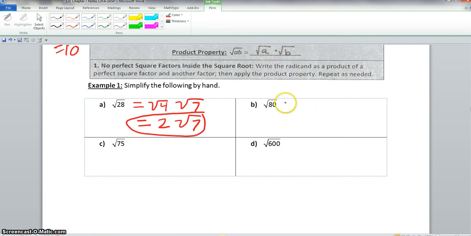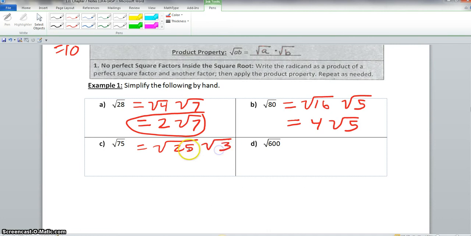Now we go here to the square root of 80. With the square root of 80, the highest perfect square in 80 is 16, and we have 5 left over. The square root of 16 is 4, and we have square root 5. So this is our final answer. Next, we have the square root of 75. The highest perfect square in 75 is 25. And we will have 3 left over because 25 times 3 is 75. The square root of 25 is 5, square root 3.